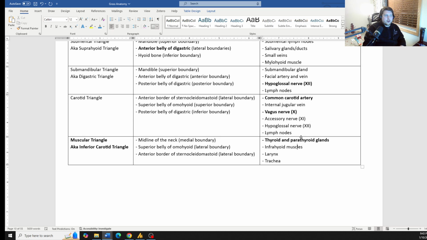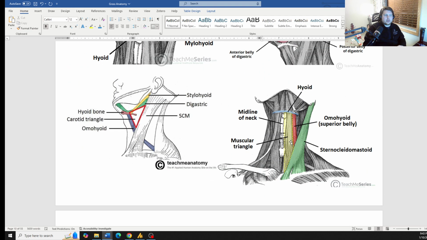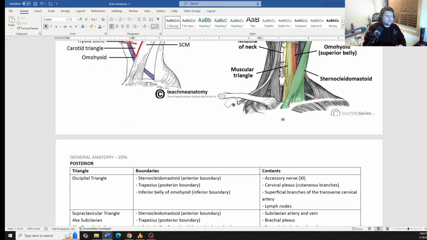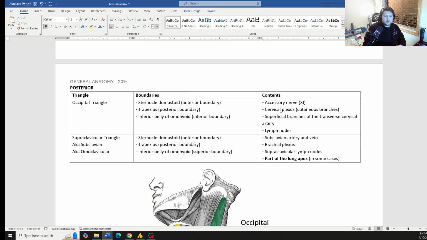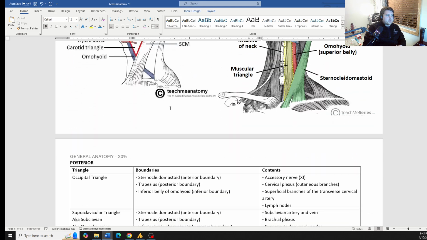The structure of note in this muscular triangle is the thyroid and the parathyroid glands. So this is in that muscular triangle. This is where we're going to palpate, we're going to feel, is there a goiter? Is there something else going on? All within this space. You can tell this is all kind of the anterior part of the neck.